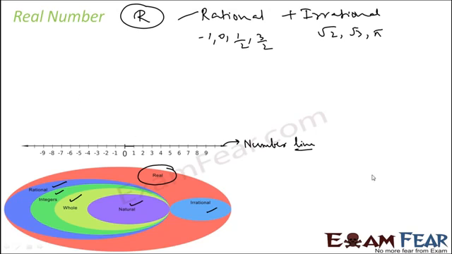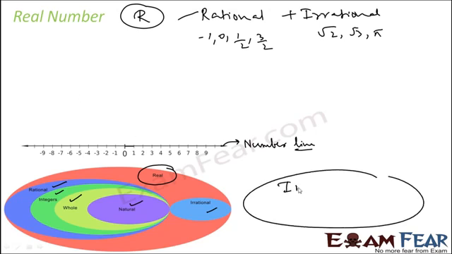Apart from real numbers, there is something called imaginary numbers. Imaginary numbers, they don't exist. They are imaginary. That is denoted by i, and it is nothing but root of minus 1. So we will not talk about imaginary numbers in this class. Maybe in the higher class you will understand imaginary numbers. This is not required as of now.